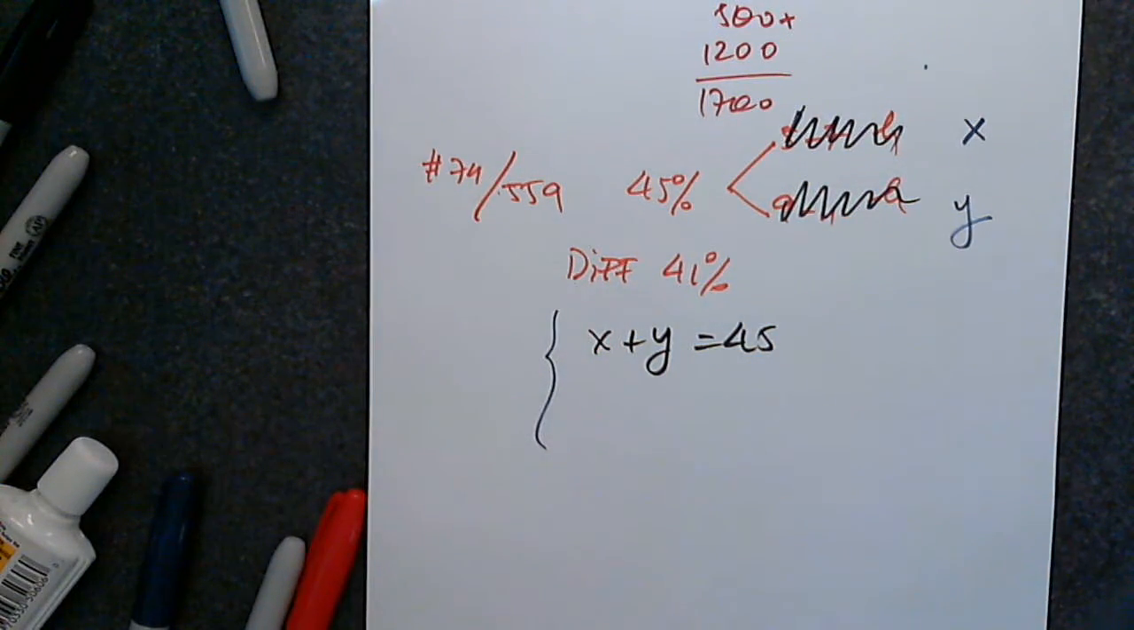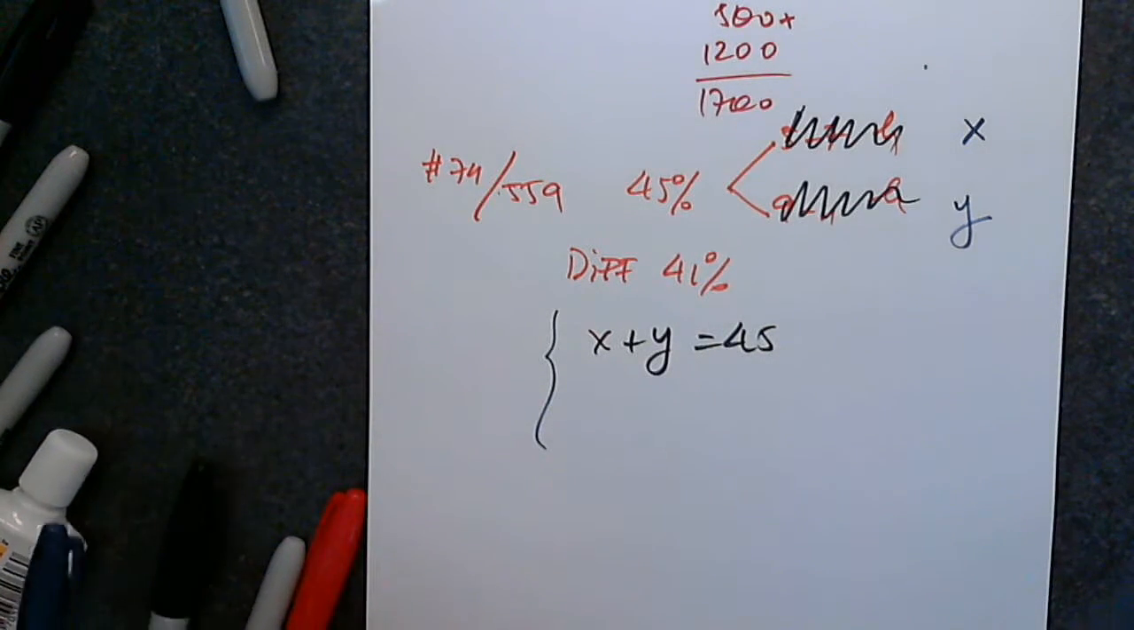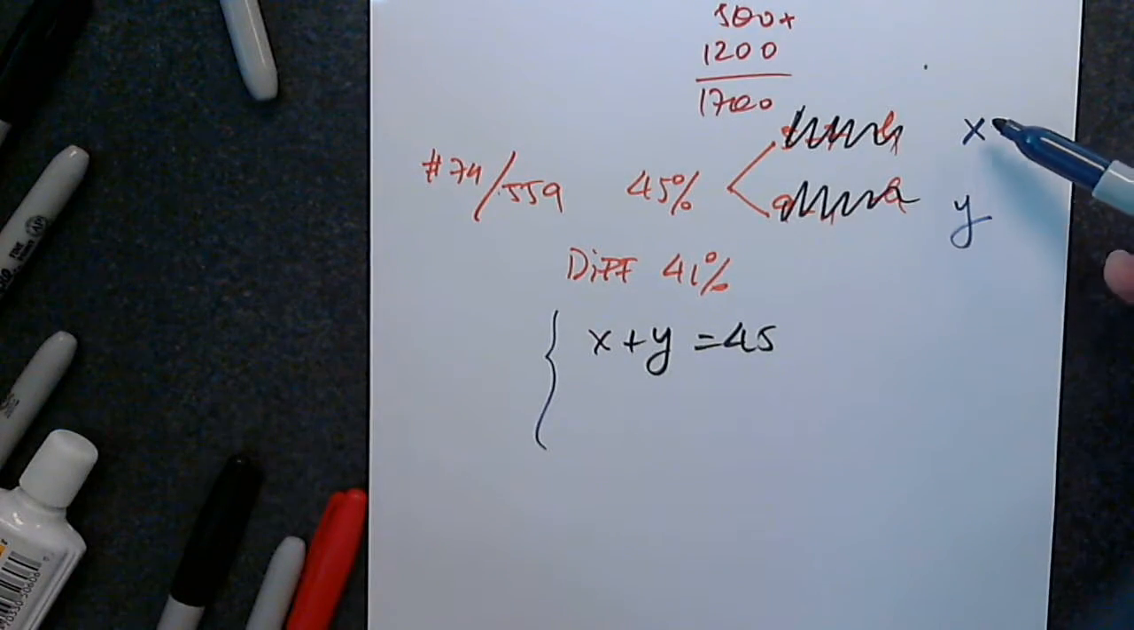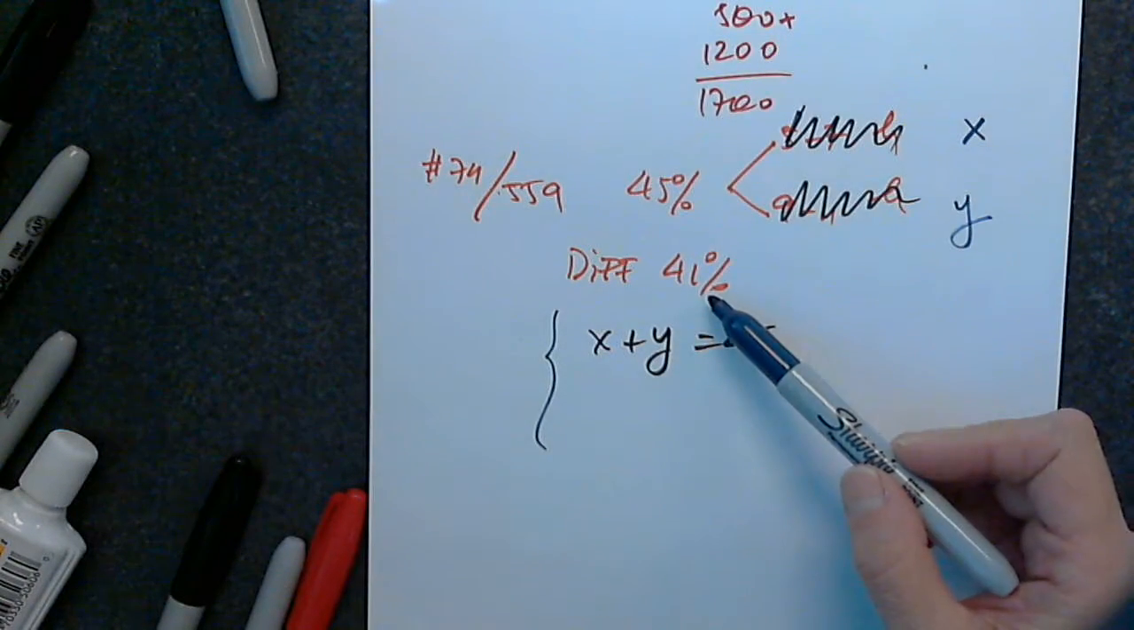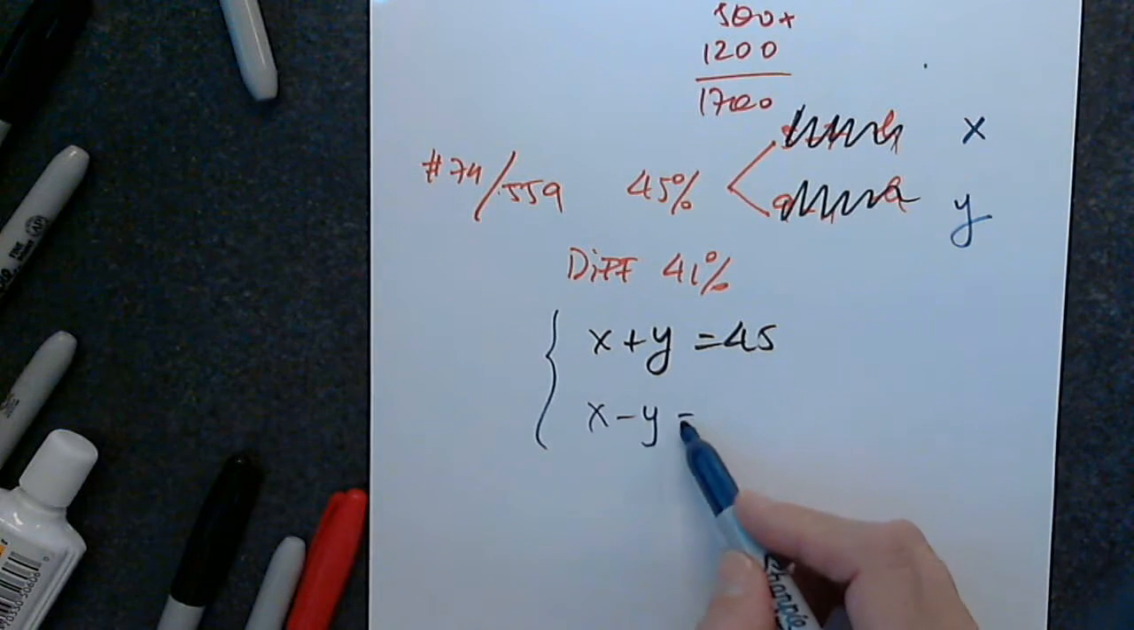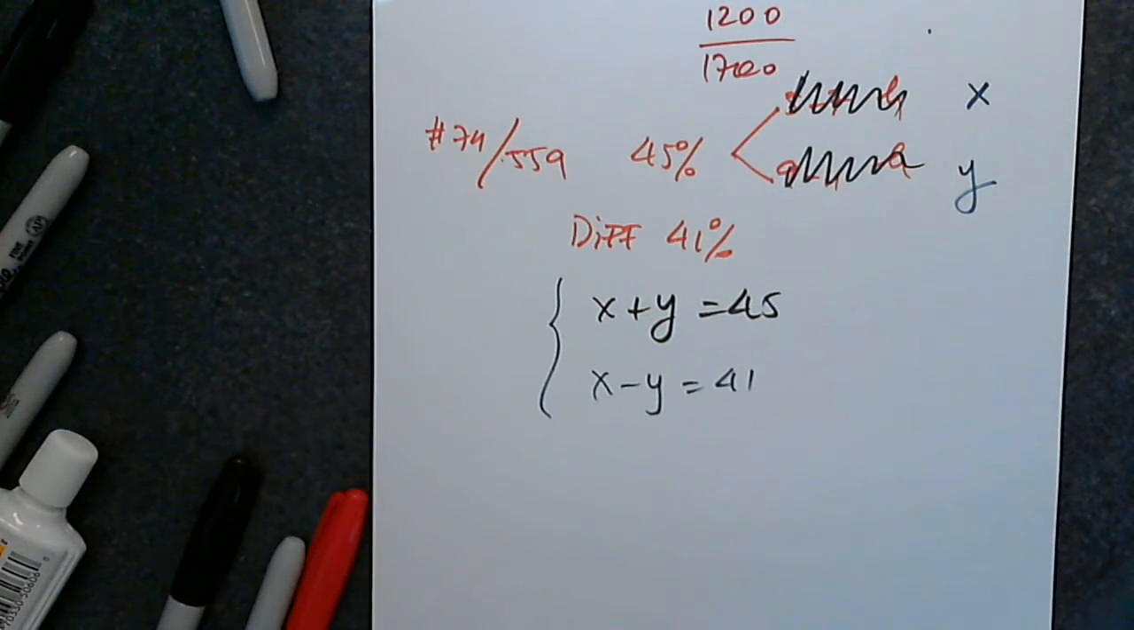Indeed, awesome. x plus y equals 45. Absolutely. Second equation. So x minus y, so the difference is 41. Okay. Now I don't know if it's x minus y or y minus x, but it doesn't matter. We can adjust that later, and we check the solutions anyway in the original system.